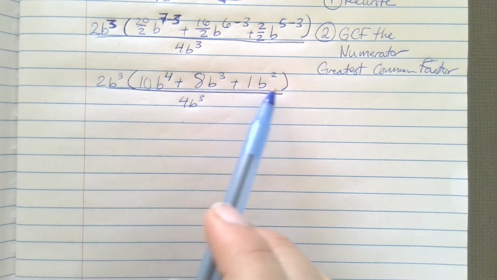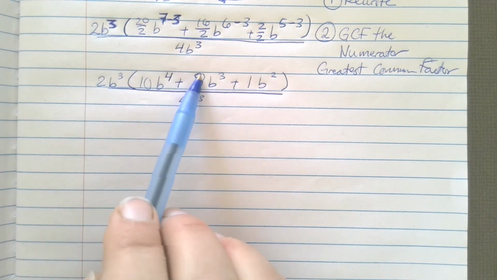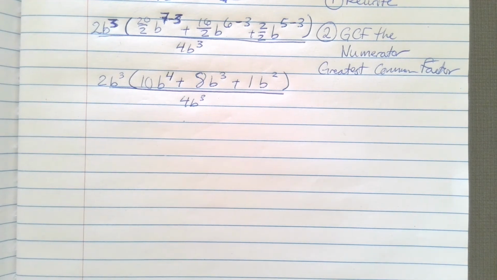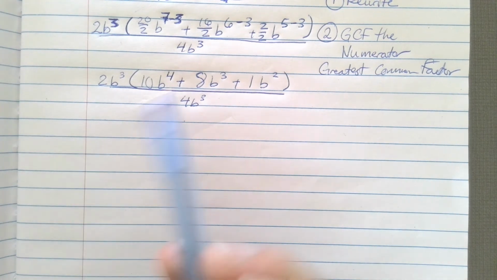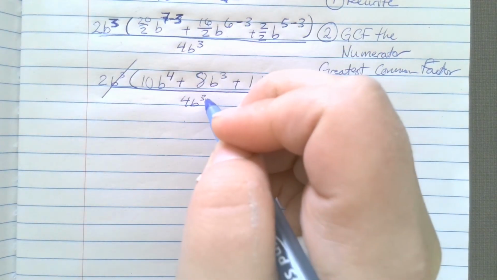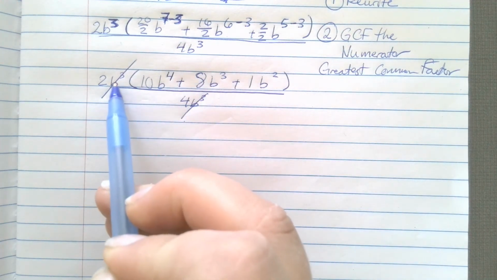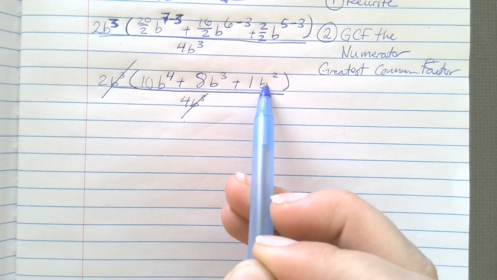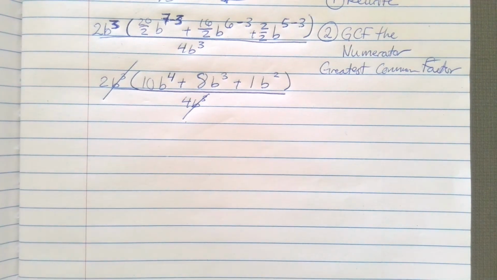You can only cross stuff out if it crosses out of every single one. So I can cross out the b cubed and the b cubed, because you see how it was multiplied to all of them? I can cross it out of all of them.